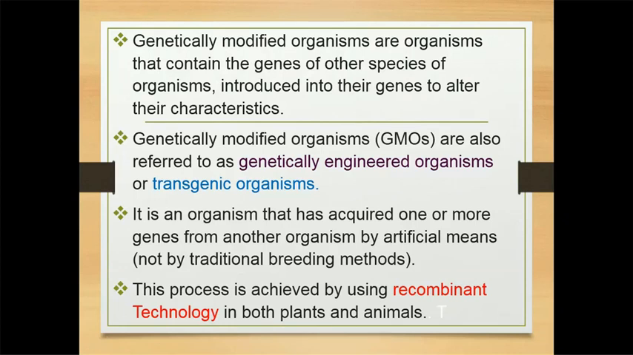So it's a man-made thing. It's a man-made intelligence thing. So it's not by the normal reproduction process or the traditional breeding method. No, it's a man-made engineered process. Now, this process is achieved by using recombinant technology, and so it can be done in both plants and animals.